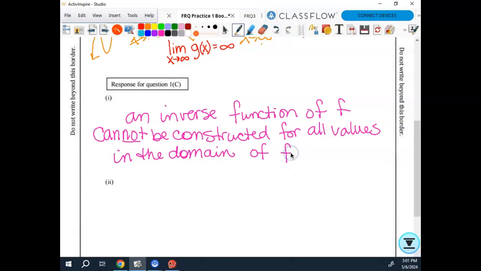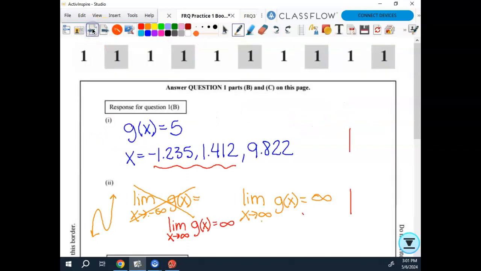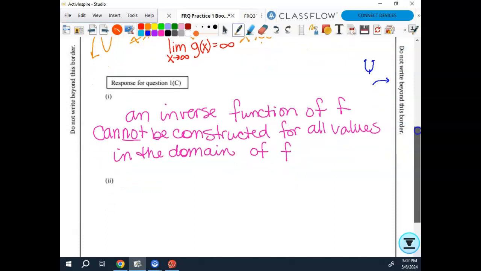Just a little side note here. We know that if we have a parabola, it fails the horizontal line test, but if we restrict the domain, then we can take the inverse and get the square root function. So that's why there's words in here, all values in the domain. Because you can't for all values in the domain of a quadratic, because you can for some. So even for a quadratic, your answer would be no, because it says all values in the domain.